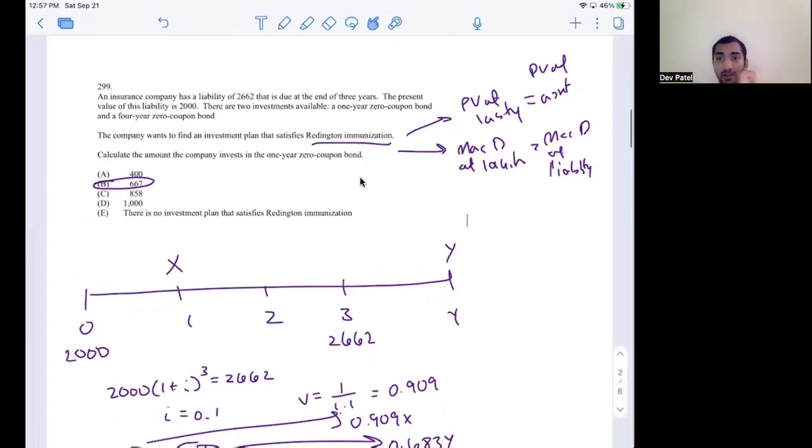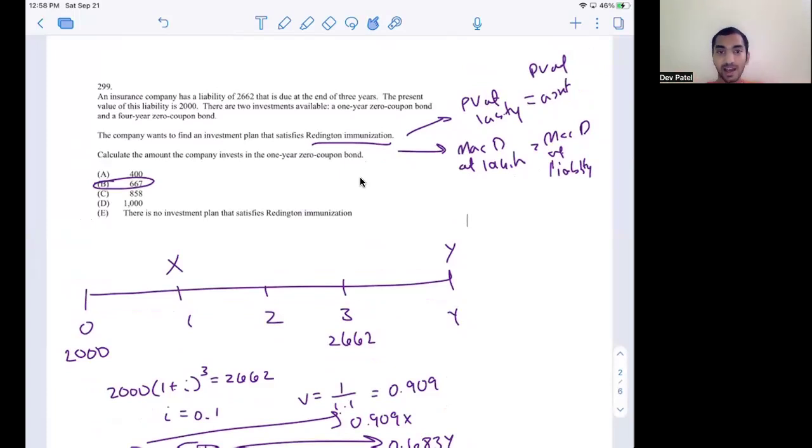So in this case, again, first thing, draw our time diagram. This is something I keep reiterating, but it is really essential. By drawing a time diagram, you're able to visualize where the payments, the assets and the liability are, and it just helps you visualize the problem in a much cleaner manner. So we draw our time diagram.